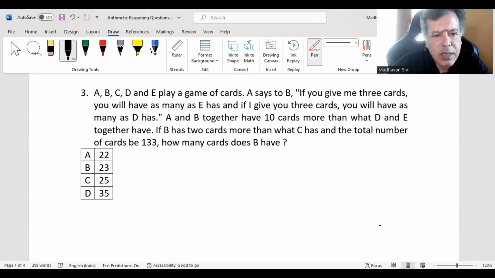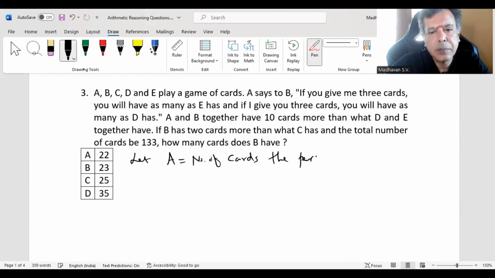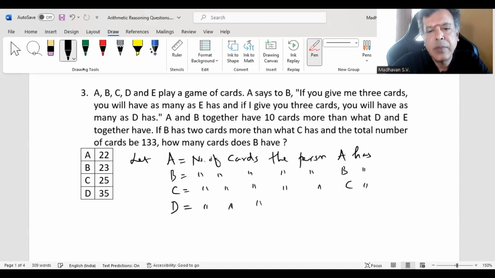So let us first assume, let A equal the number of cards person A has. Let B equal the number of cards person B has. C equal the number of cards person C has, and D equal the number of cards person D has, and E equal the number of cards person E has.